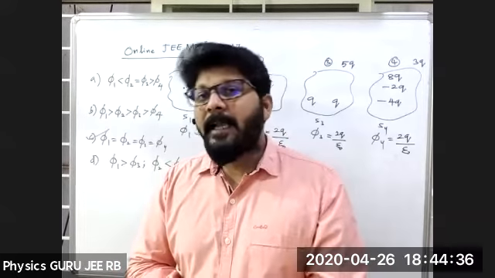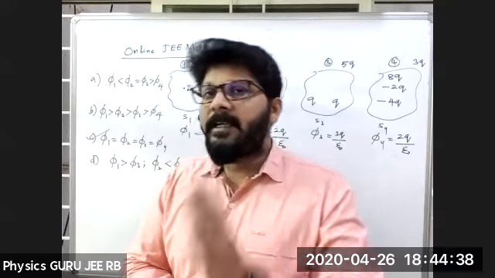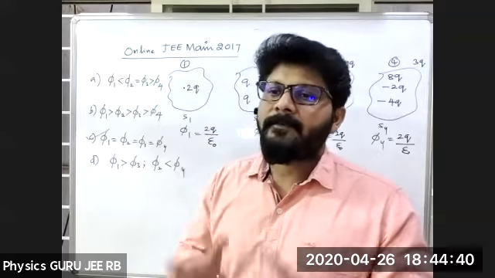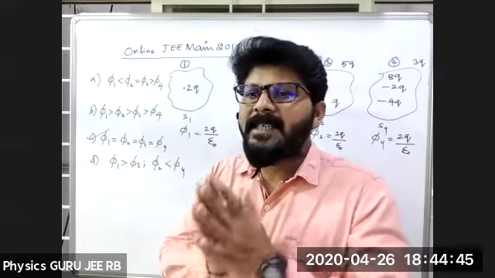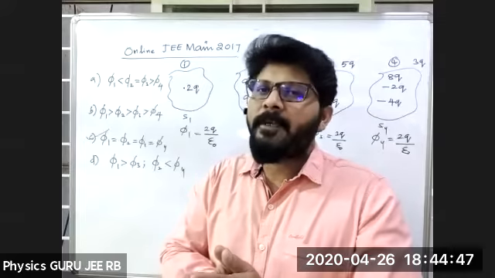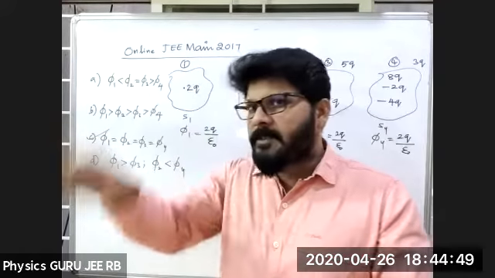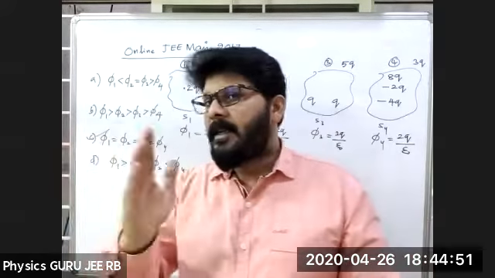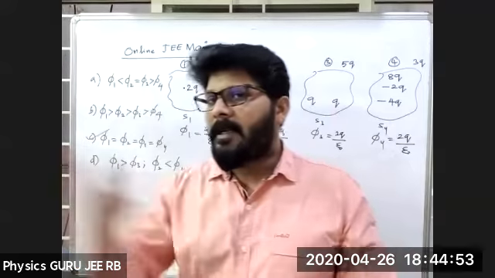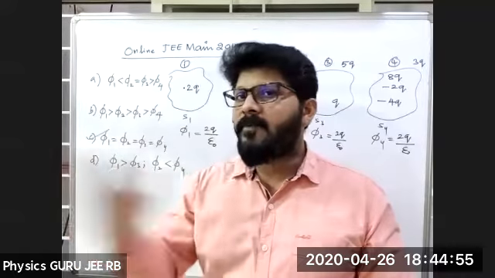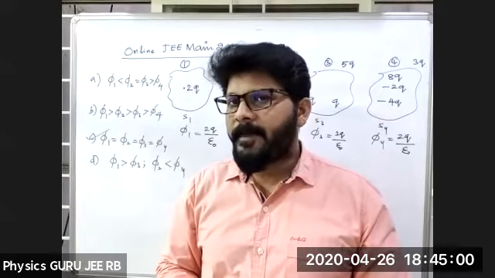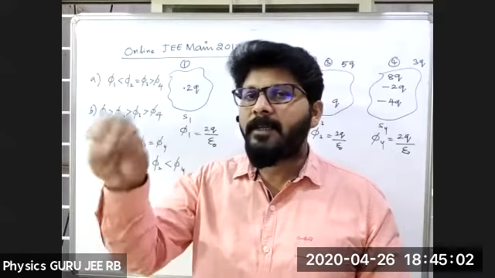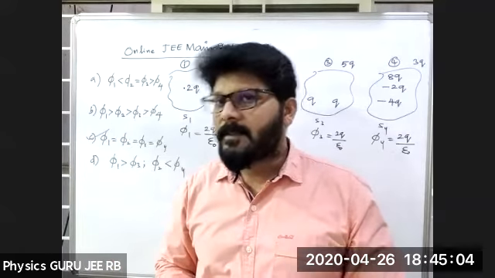Theta is the angle between E and A. The third point is theta: the angle between E and A must be the same at all the points of the surface. That means the area vector is the outward normal and the electric field intensity is outward from that particular point. Then you'll be getting the electric field intensity, and at that particular point you can calculate the flux linked with it.